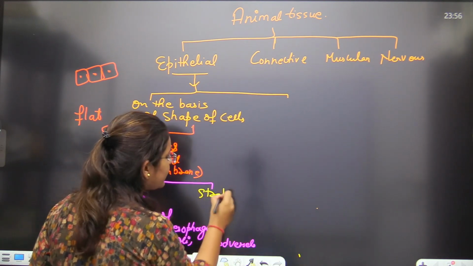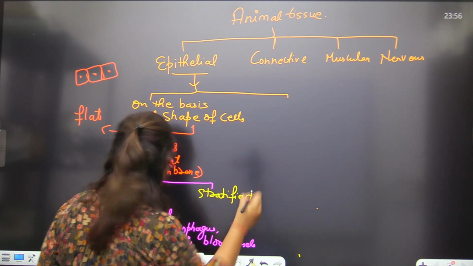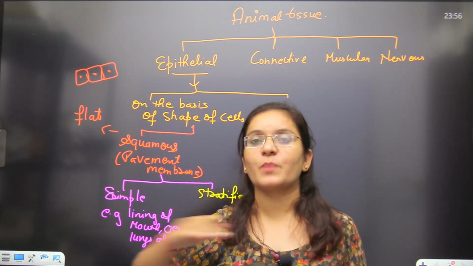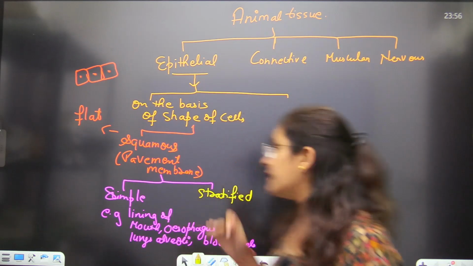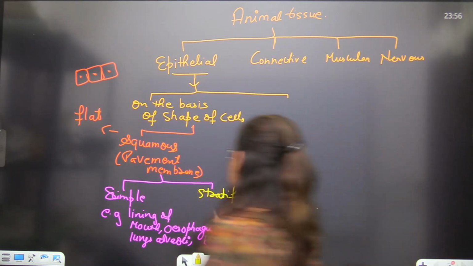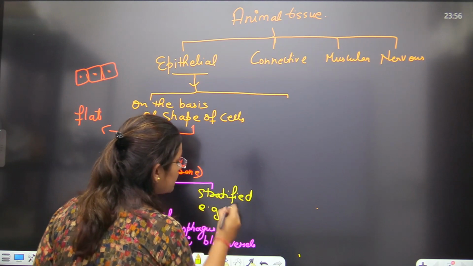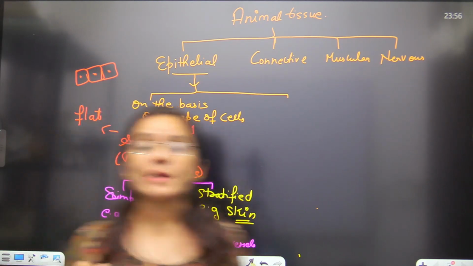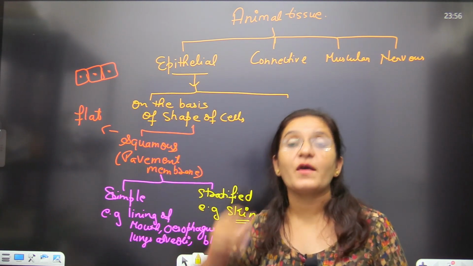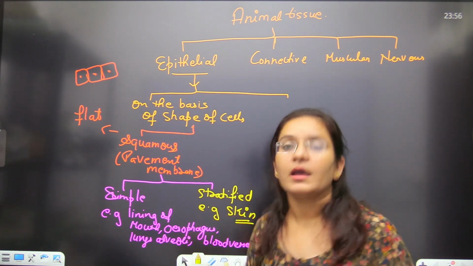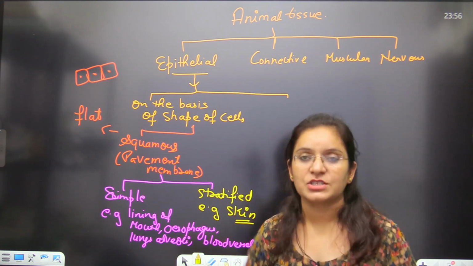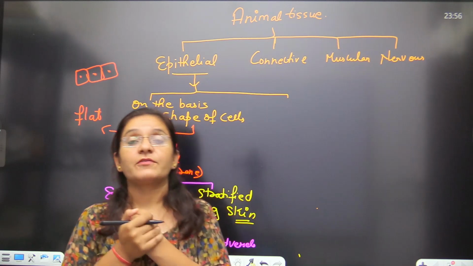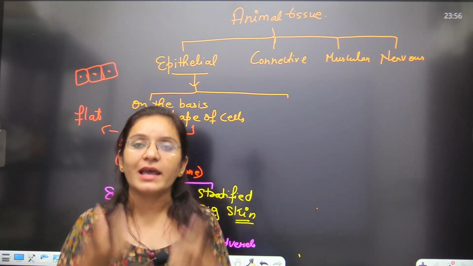is present, then it is called stratified squamous epithelium. If more than one layer of flat shaped cells, a pavement layer of cells, is present, then it is called stratified squamous epithelium, and it is present in skin. Multiple folds of squamous epithelium are present, that's why it is called stratified squamous epithelium in skin. And the function is again protection. What is the function of skin? To protect the body, various delicate organs of our body, from injury as well as germs.